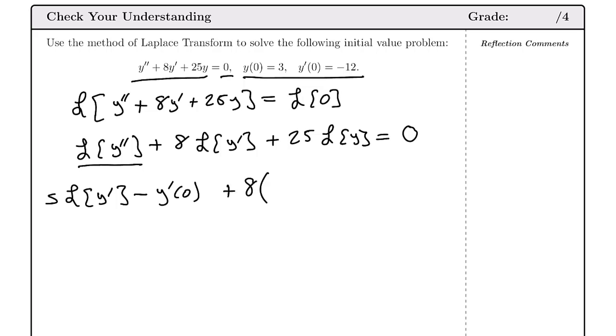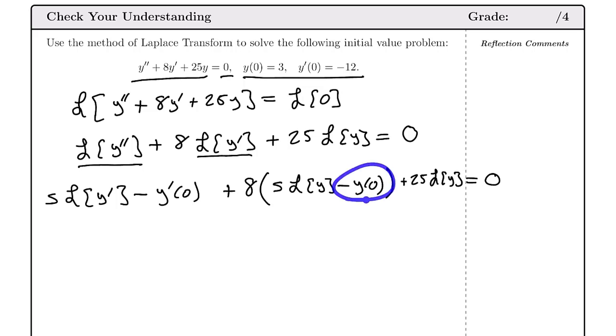Then we'll have 8 times L of y prime, which will become sL of y minus y of 0. And then plus 25 L of y equals 0. Now we know the initial conditions, y of 0 and y prime of 0. Those are given to us here and here. But this also has to be Laplaced one more time. So let's start working our way down.